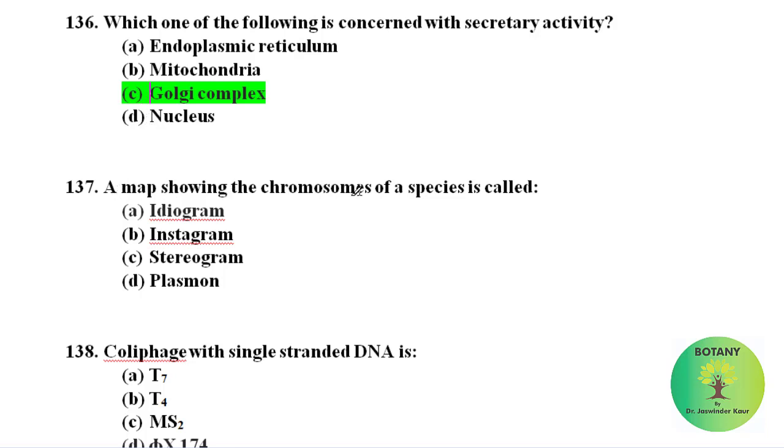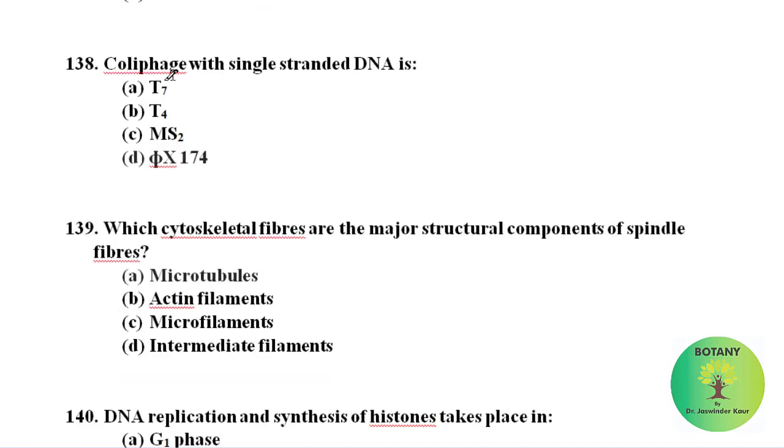A map showing the chromosomes of a species is called the ideogram. An ideogram indicates the number of chromosomes and their lengths, arm length ratio, centromere position, banding pattern, etc. Ideograms are also known as the karyogram. The phage that is having the single-stranded DNA is phi X 174.